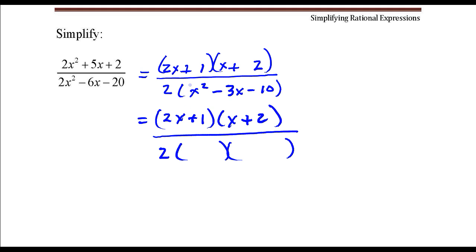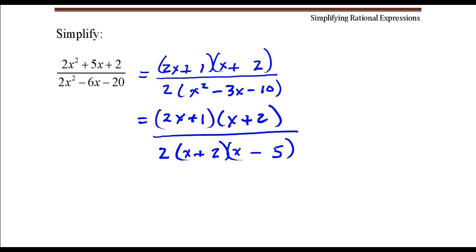Alright, so the first term of that trinomial, x squared, that would be x times x. The last term, negative 10. So what I'm doing is I'm looking for two numbers multiplied together. They give me negative 10, but when you add those two numbers together, it gives you a negative 3. So I'm going to use 2 and 5, and the 5 needs to be negative, and the 2 is positive.